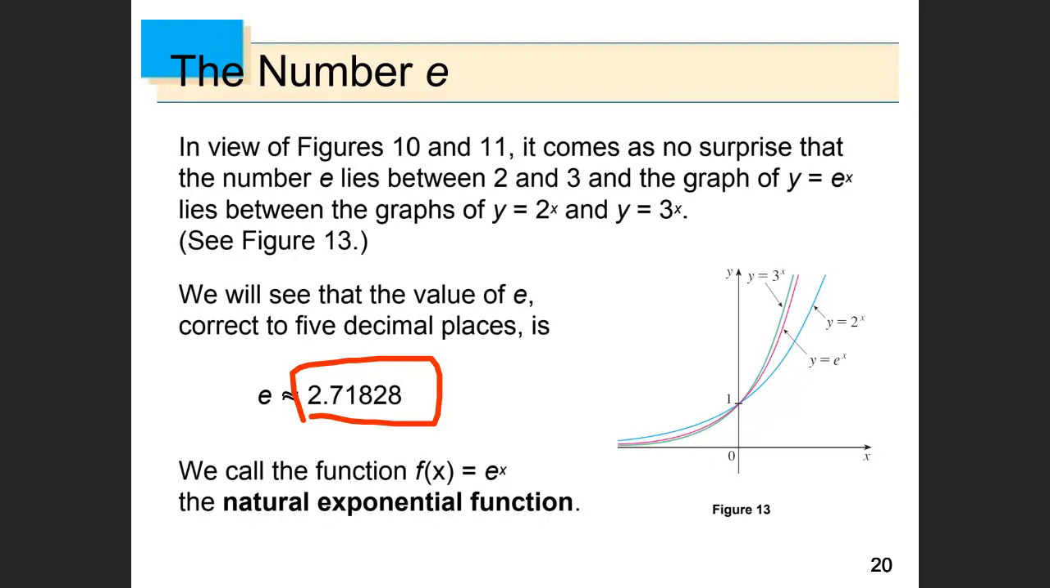Now if you notice, this number 2.71828 lies between 2 and 3. It means that the graph of e to the power x will also lie in between 2 to the power x and 3 to the power x. You see the red graph in between there. That's the graph of e. It lies in between the two graphs. We call this a natural exponential function. It's very important in calculus because it makes our computation easier and faster.